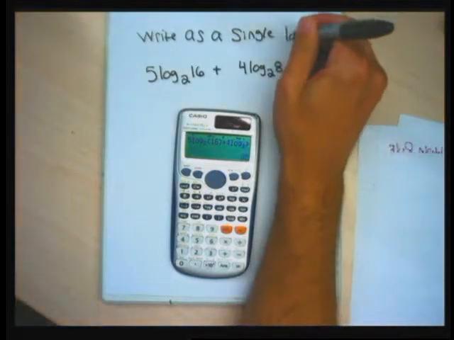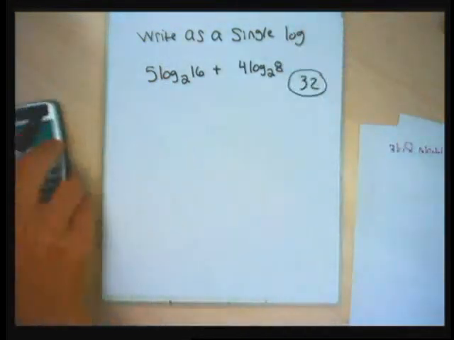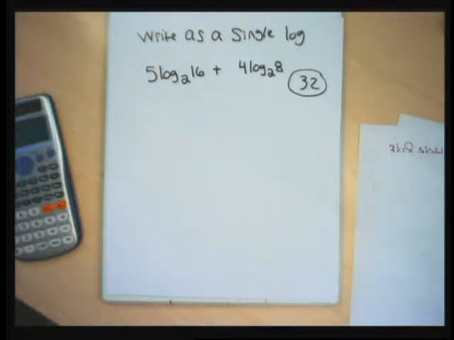To write something as a single logarithm, to use the rules, the plus to multiply rule and the minus to divide rule, you can't have coefficients.